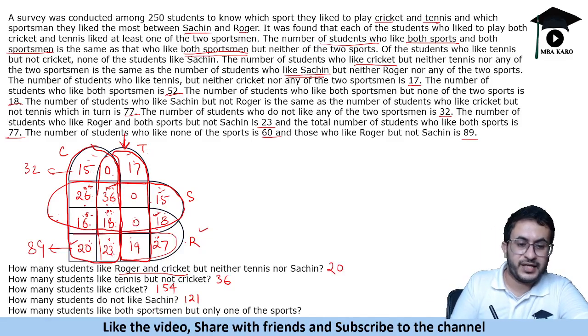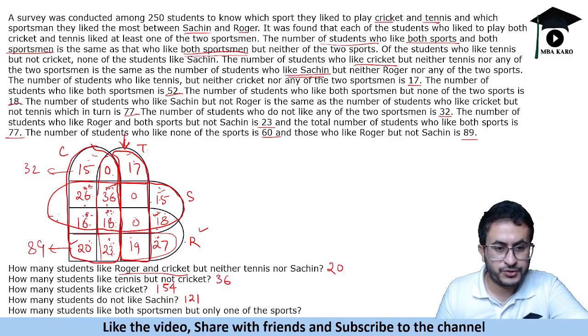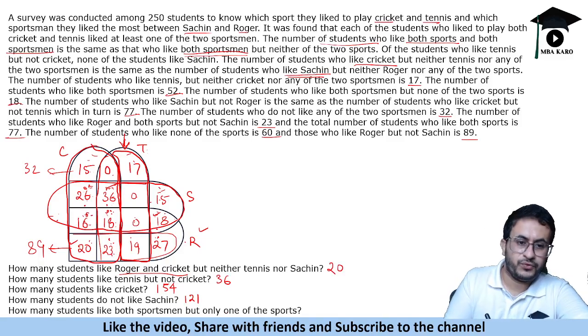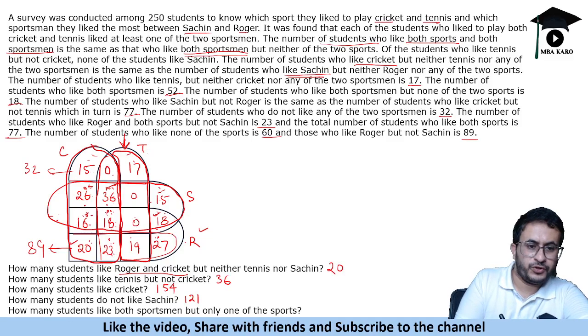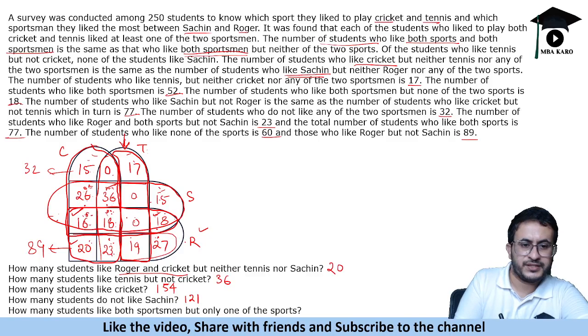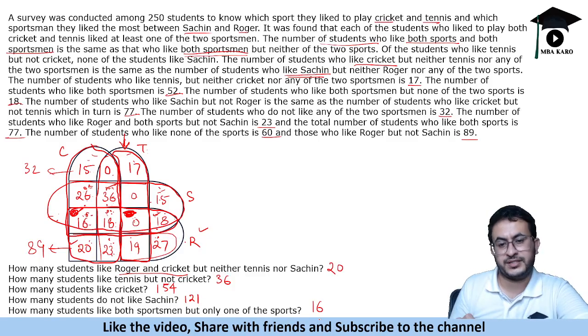How many students like both sportsmen but only one of the sports? So they should like both sportsmen but only one of the sports. So both sportsmen is this region and they should like only one of the sports. So this is one of the sports and this is one of the sports. So this total is, like last question, only one of the sports. They should not like both the sports and they should not like neither of the sports also. Okay, both sportsmen, only one of the sports. So this value is 16.